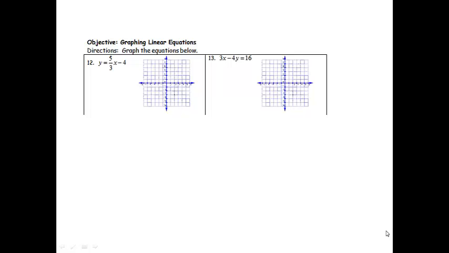Okay, this objective is graphing linear equations. The directions are to graph the equations below. I do notice that there are equal signs in this problem, so no shading is necessary. Okay, y equals 5/3 x minus 4.